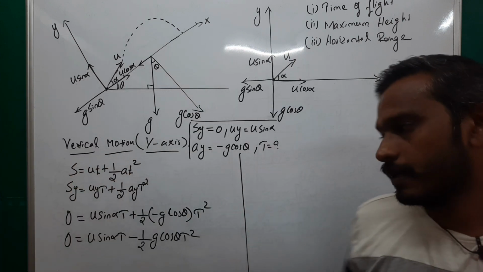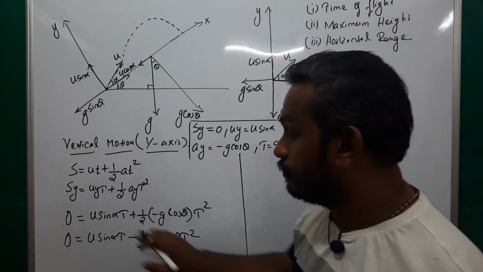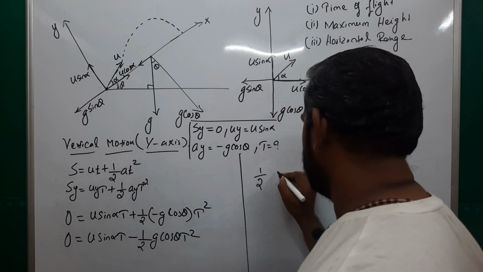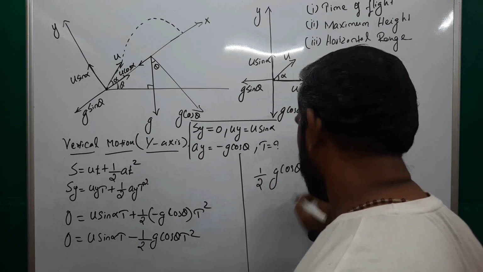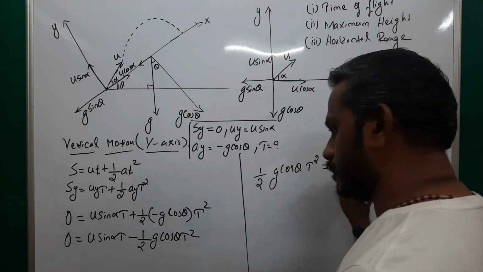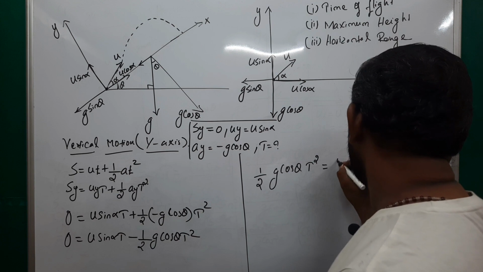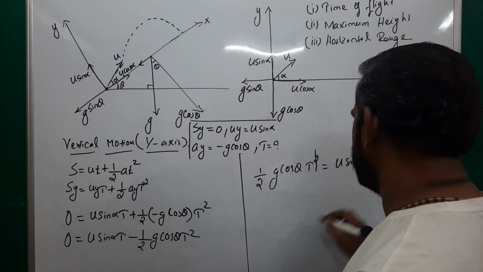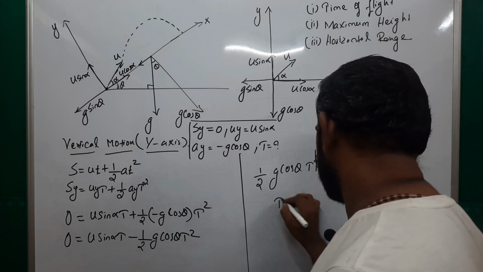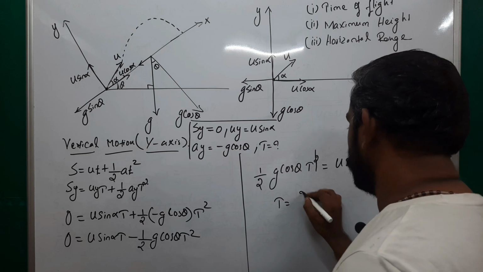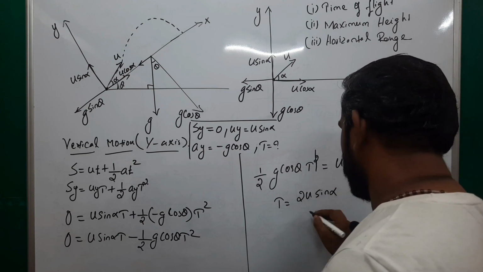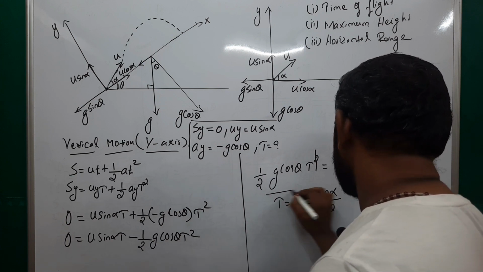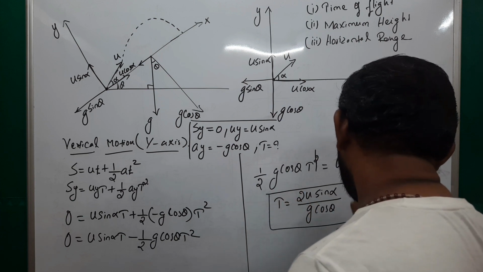T squared. So we can write, when you bring this term to that side, that is positive, that is half g cos theta into t squared is equal to u sin alpha into t. So this t and this t cancel. So from this, t is equal to, cross multiply, 2u sin alpha divided by g cos theta. So this is the expression for time of flight.